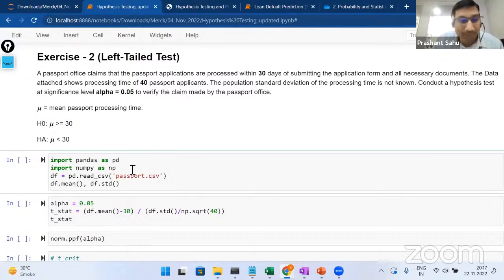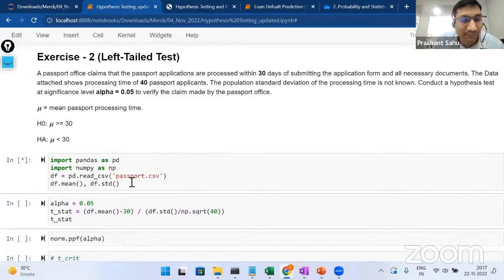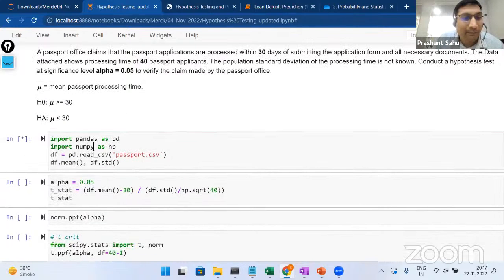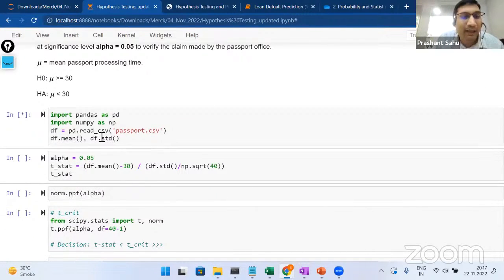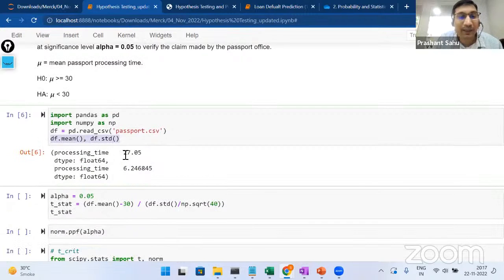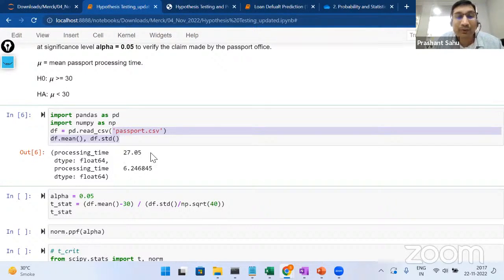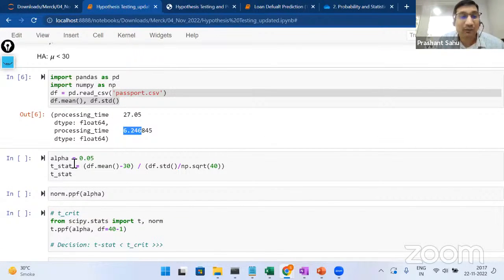So now let me import this passport CSV file, and I'm just printing the mean and the standard deviation. So this is the mean passport processing time from the actual sample. So what I have in hand is the sample. Sample mean is 27.05. Sample standard deviation is 6.24. And I have to calculate the test statistic. What is test statistic? The T-stat.